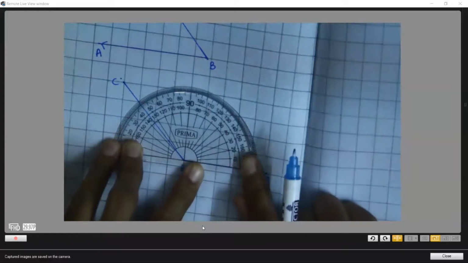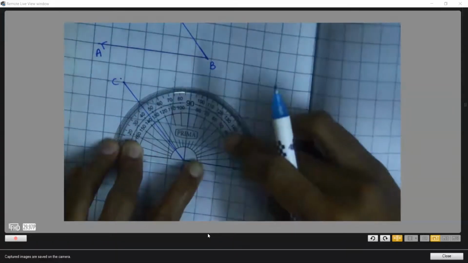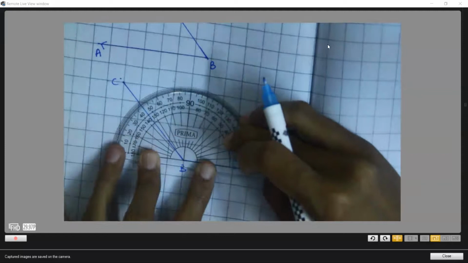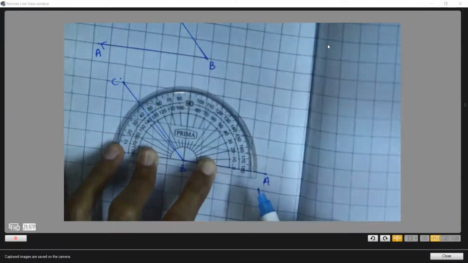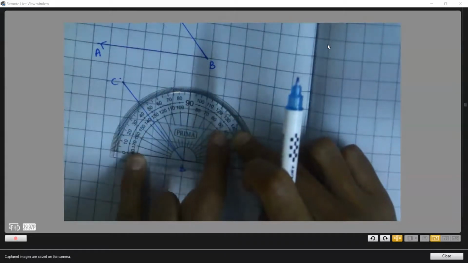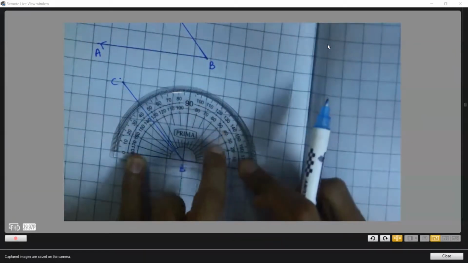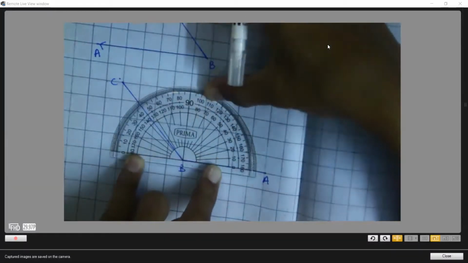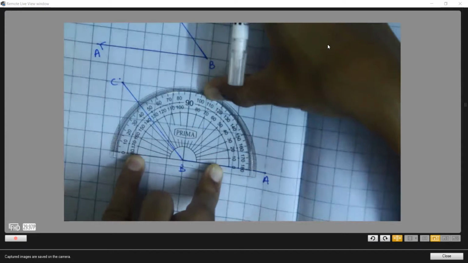Let's see now. Okay, who wants to measure? Who wants to measure? Please mute yourself, please. Yes, I'm trying very hard to keep the protractor in contact with the paper.